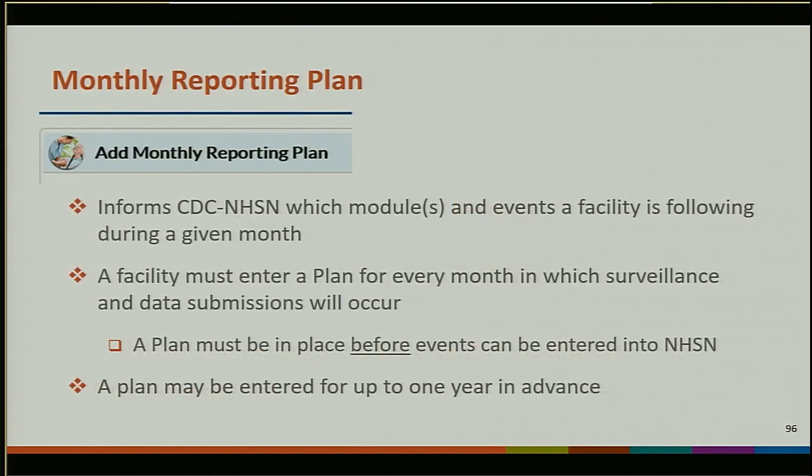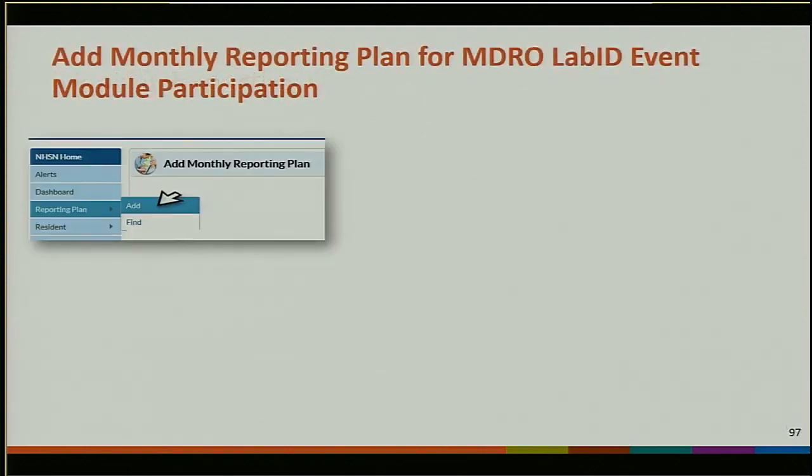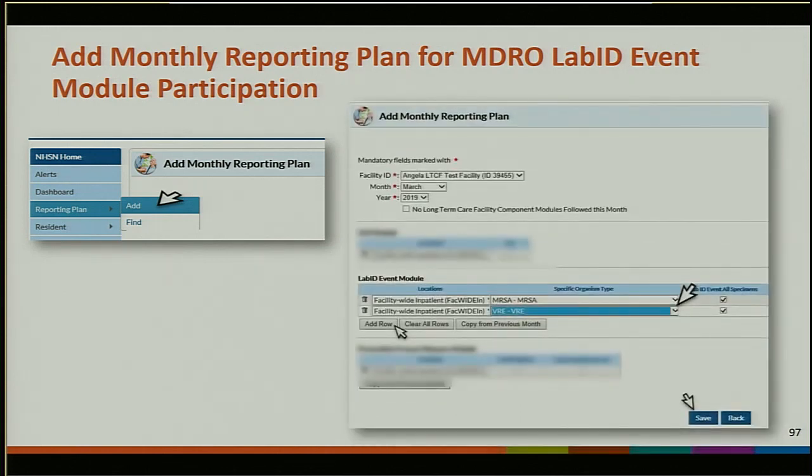Submitting your monthly reporting plan is exactly the same as we just did for CDI, except I'm just going to show you what you would select. So you go to your reporting page, click Add, and go right to the LabID Event Module section. What I want to show you here is that by default, you have 2 rows. So let's say you do CDI, that takes 1 row, and you have 1 row left. If you want to select more than 2, all you have to do is add a row. You can keep adding rows until you add everything that you want to add.